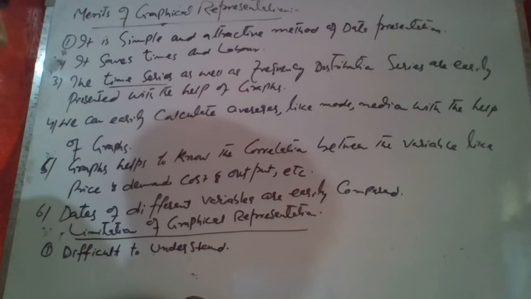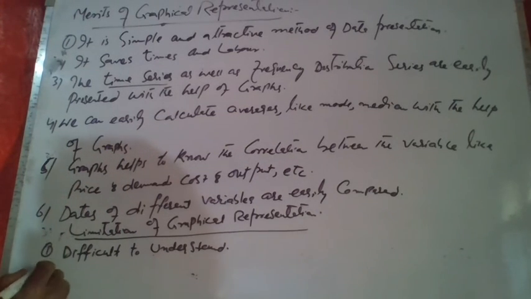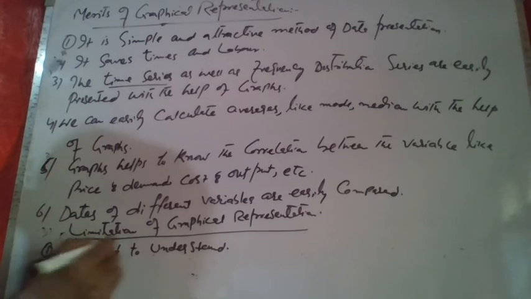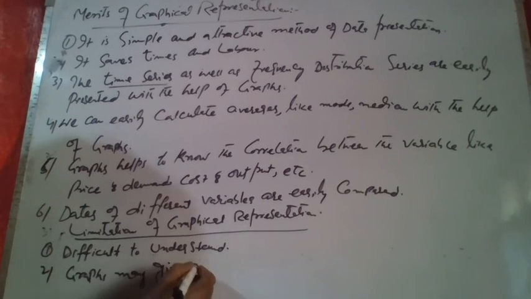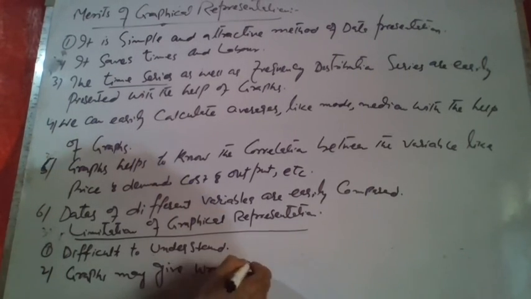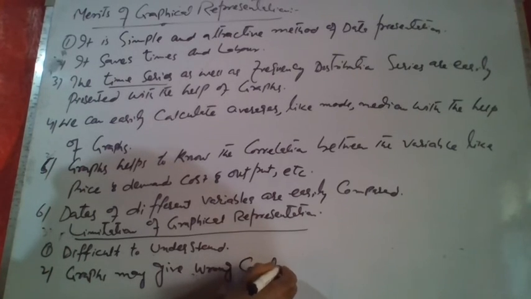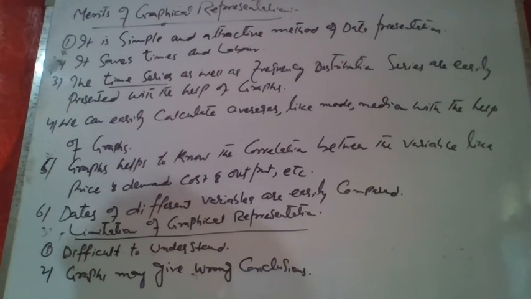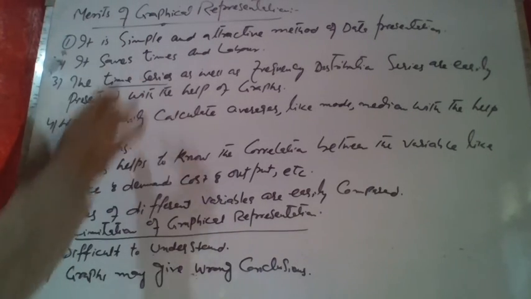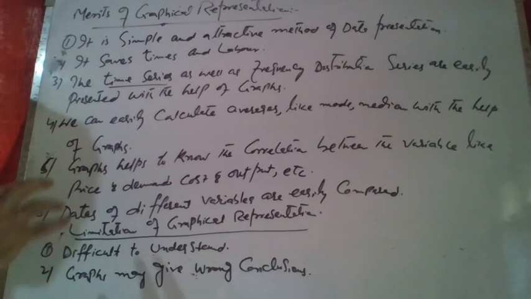Difficult to understand. It may give wrong conclusions. Graphs may give wrong conclusions. So these are some of the demerits or limitations of graphical representation. So this is all about the merits and demerits or limitations of graphical representation.